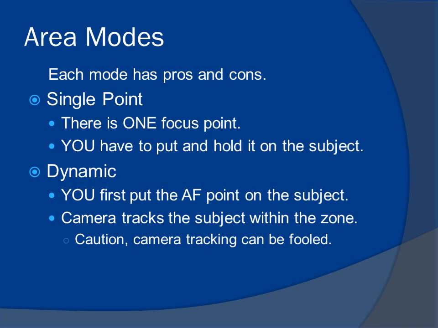Area modes. Each mode has pros and cons. Single point. There is one focus point. You have to put and hold it on the subject. The camera's not going to search for the subject for you.